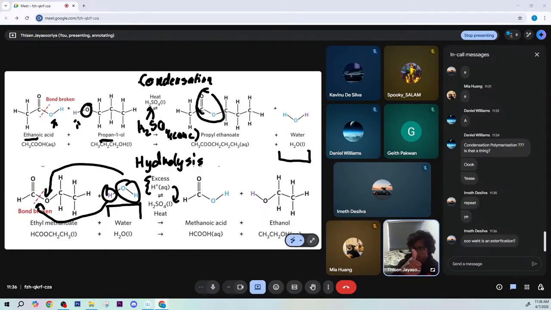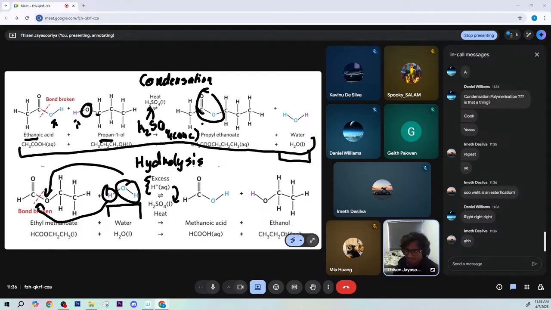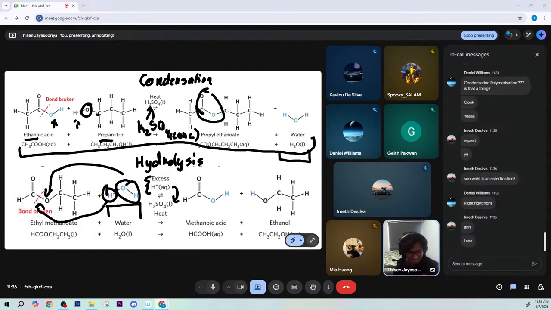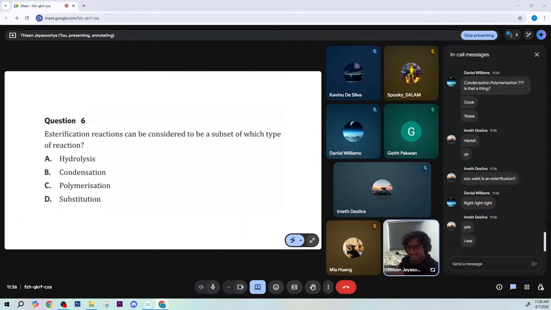Is that all good? So what is ester? The process up here is esterification. Esterification is the production of an ester. Just like how trans-esterification is the production of multiple esters.